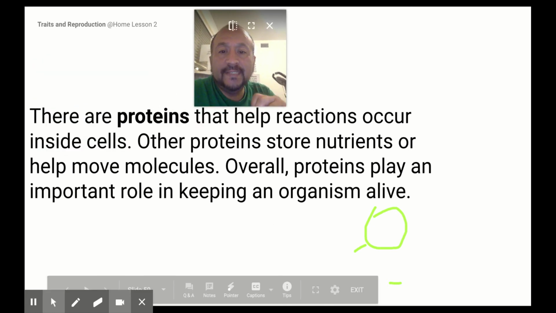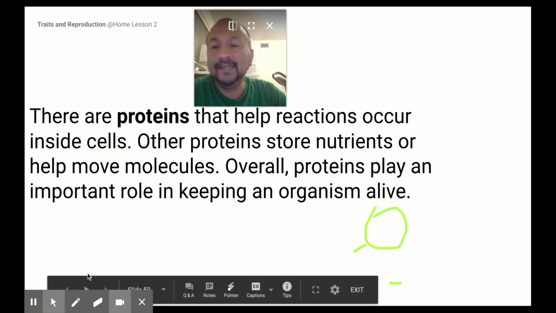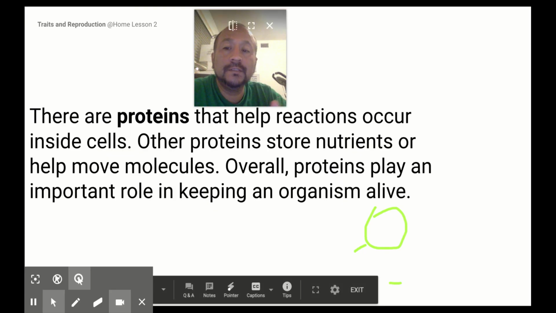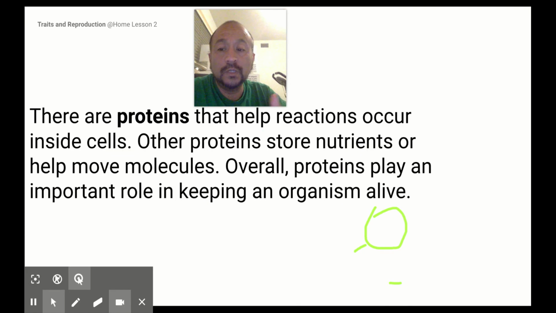There are proteins that help reactions occur inside cells. Other proteins store nutrients to help move molecules. So proteins don't just make silk, but they store nutrients. They play a very important role in keeping an organism alive. We have protein in our bodies, and it helps us to stay alive.